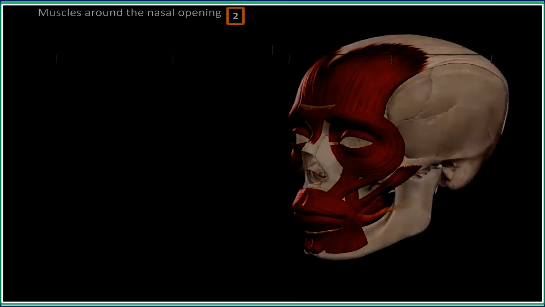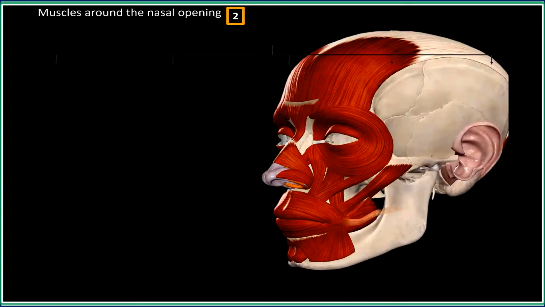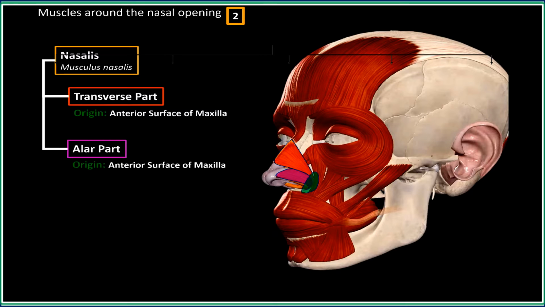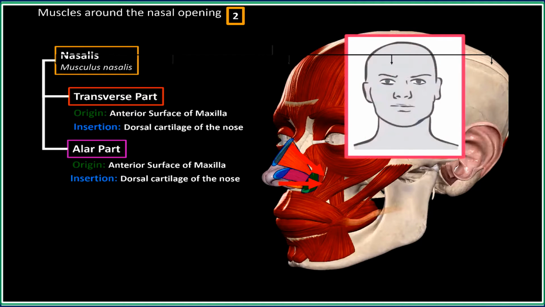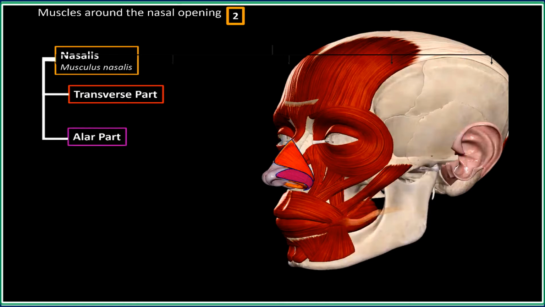Then we have the muscles around the nasal opening. So if you add the actual cartilages of the nose, the muscles around the nose act directly on the nose itself. So the first one is the nasalis muscle, which consists of two parts according to the course of its fibers. These are the transverse part, which is also called the compressor naris, and the alar part, also called the dilator naris. And they both originate from the anterior surface of the maxilla, and they both insert at the dorsal cartilage of the nose. So the alar part inserts a little more anteriorly than the transverse part. The transverse part constricts the nostrils, and the alar part dilates them, as you see here. So that is the nasalis muscle.